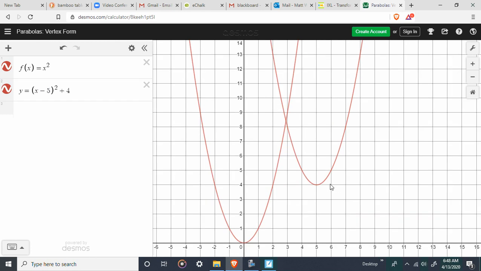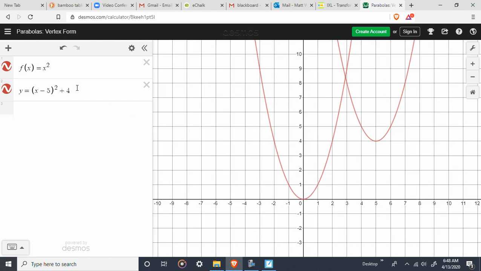Look, I went over 1, 1; 2, 4; 3, 9. I still went to these same kinds of points. So the numbers themselves have changed, but the pattern has not. The pattern is still 1, 1; 2, 4; 3, 9; 4, 16. So when we get things in vertex form, it tells us very precisely where the vertex is, and then we can just follow that pattern from there.